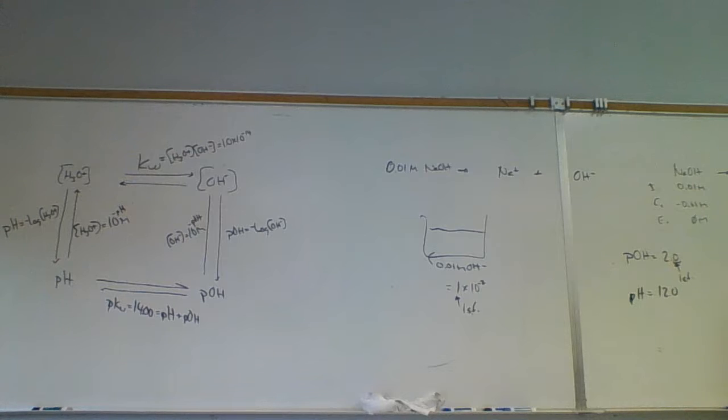pH is 12.0. Does that make it acidic or basic or neutral? It makes it basic. pH 7 is neutral. pHs less than 7 are acidic. pHs greater than 7 are basic. So this is basic.